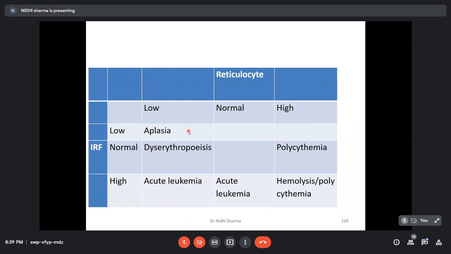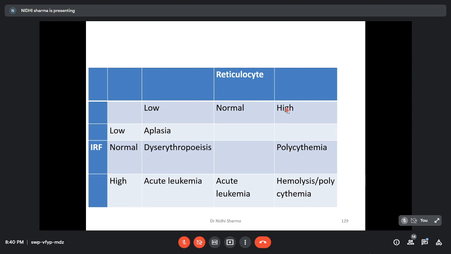If you have a high retic count and a high IRF, you are dealing with either hemolysis or polycythemia. A low IRF with a low retic count would mean aplasia. But if your retic count is low and you have a normal IRF, which should not be so, because your immature retics should be more in conditions of a low retic count with destruction in the periphery, this would mean a condition like dyserythropoiesis.